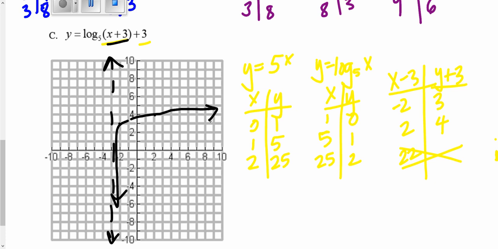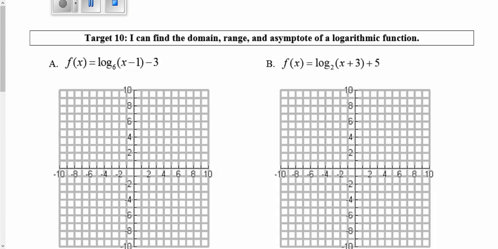So this is all target 9. It's just creating the graph of those logarithmic functions. We're going to continue to use that on target 10, but target 10, the difference is we're also going to be finding the domain, range, and asymptote of these graphs. But in order to do that, we first have to create the graphs. I'm going to start there.